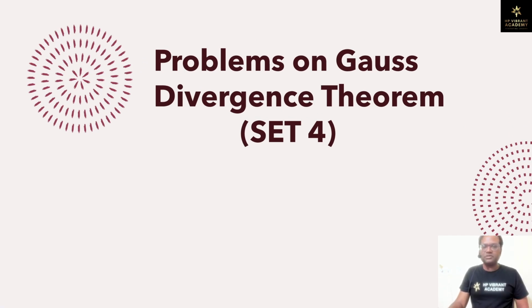In the last lecture we discussed up to question number 25. So we will discuss question number 26 onwards in this particular lecture. Basically we are discussing the problems on the Gauss divergence theorem. So let's start our discussion.